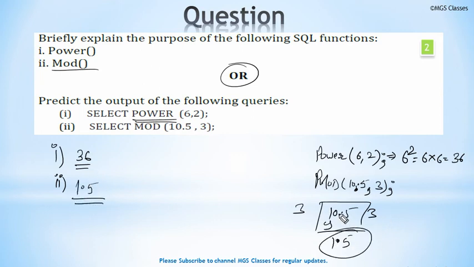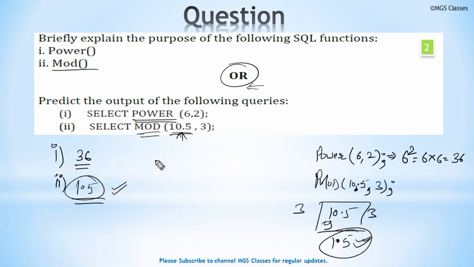Whenever we divide the dividend by the divisor fully, whatever we get as leftover is known as the remainder. If the dividend is a floating point or decimal number, then the remainder will also be a decimal or floating point number. So this way the output for this question will be 1.5. Okay, so this way you can answer this question, very easy to answer. So both the questions I have answered. It will be easy to answer this OR portion, because you need to write that much only.